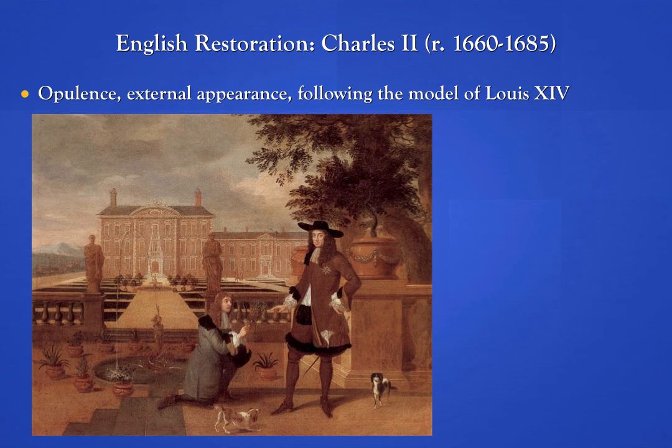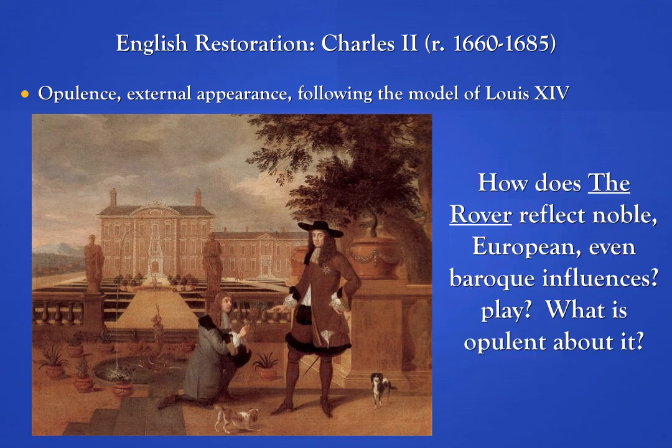So what we have here during the Restoration is a period of basically European nobility, Baroque influences, opulence a little bit, and a handful of other cultural traits that are very similar to what was going on, especially in France at the time. So my first discussion question for you is, how does the play reflect these noble European, possibly even Baroque influences? What is opulent about The Rover? Make an annotation here and we'll talk about it in class.